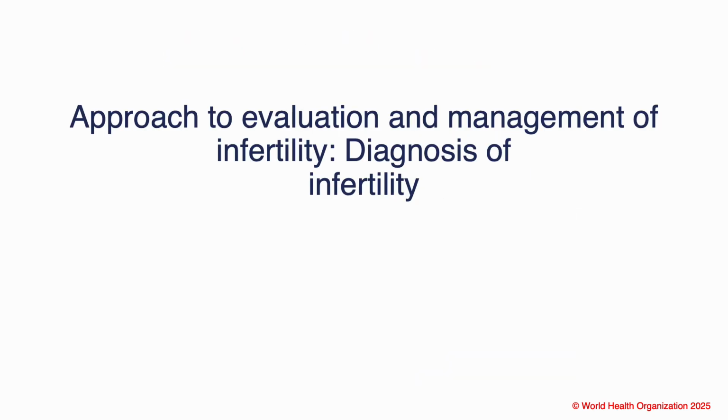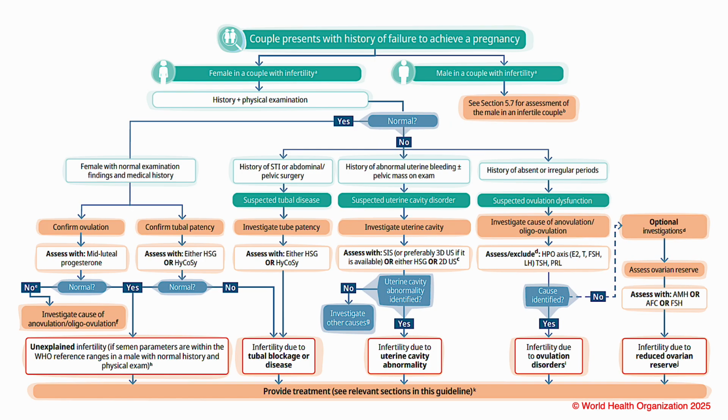Now coming on to approach to evaluation and management of infertility. Firstly, we will be discussing the diagnosis of infertility. This is the tabular form in which I will be making it easier for you to understand how it is. Firstly, we can see whenever a couple is approaching, first and foremost thing is to take the history. And the female in couple with infertility, history along with physical examination, while male we will be discussing later on.